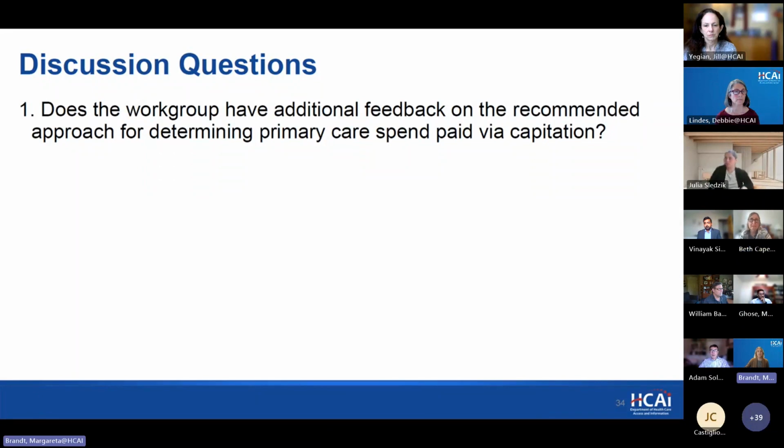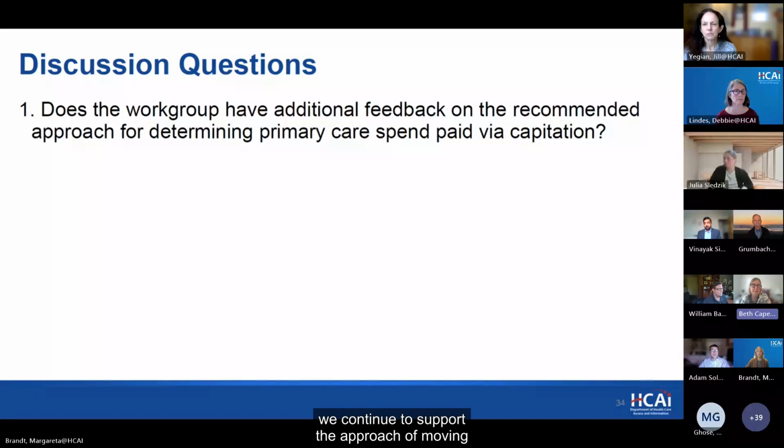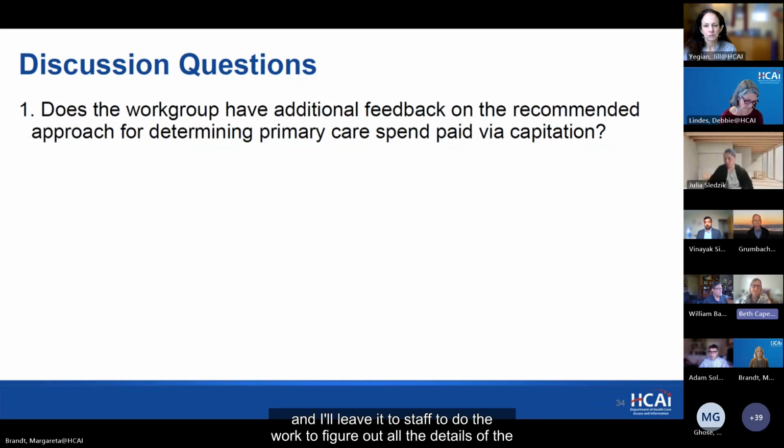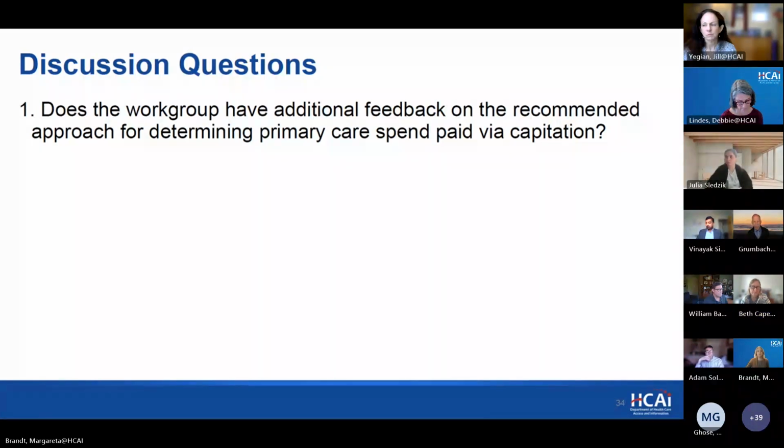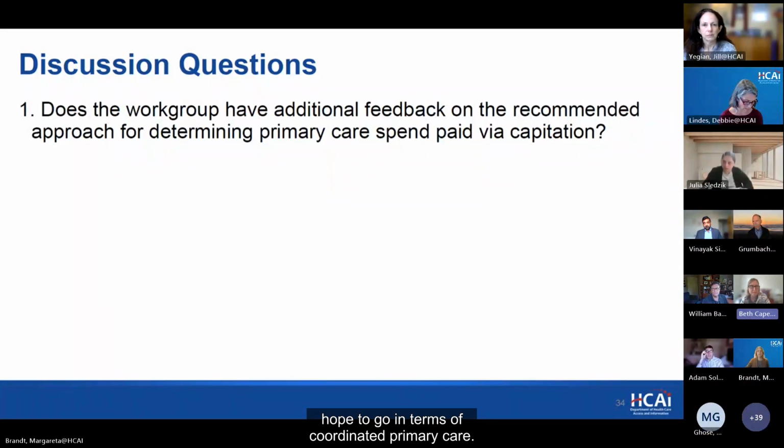Sure, Beth, go ahead. Yeah, we continue to support the approach of moving towards the vision of coordinated primary care. I guess if we were going to do some version, and I'll leave it to staff to figure out all the details of the kind of supplemental reporting that Mohit suggests, what it might show is that some parts of our market are lagging behind where we hope to go in terms of coordinated primary care. And so that may be important information to OHCA to have as we move forward.